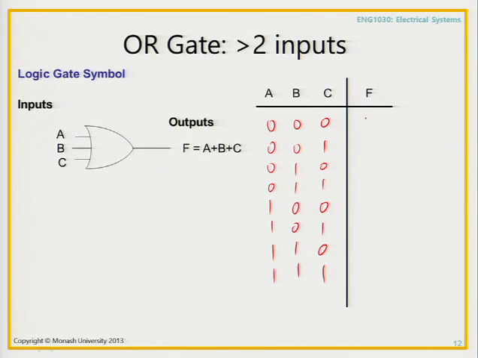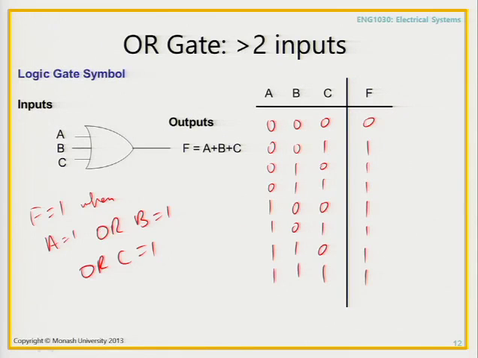The output will be a 1 when A is 1, or B is 1, or C is 1. So it'll be 0, and you'll get 1s for the rest. Okay, so F equals 1 when A equals 1, or B equals 1, or C equals 1. That's what the OR gate does. So you can extend that to 4 inputs, 5 inputs, however many inputs.